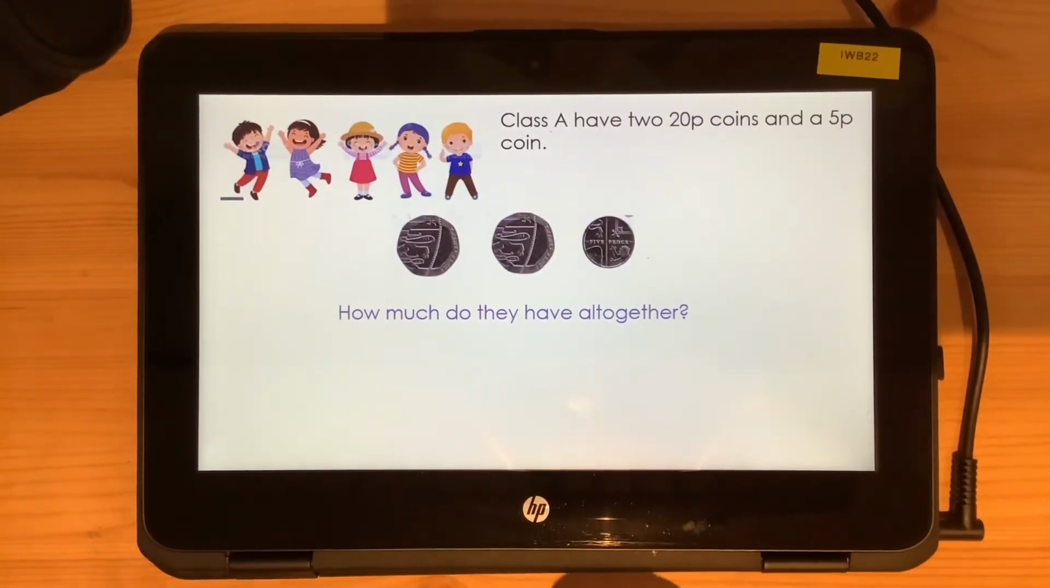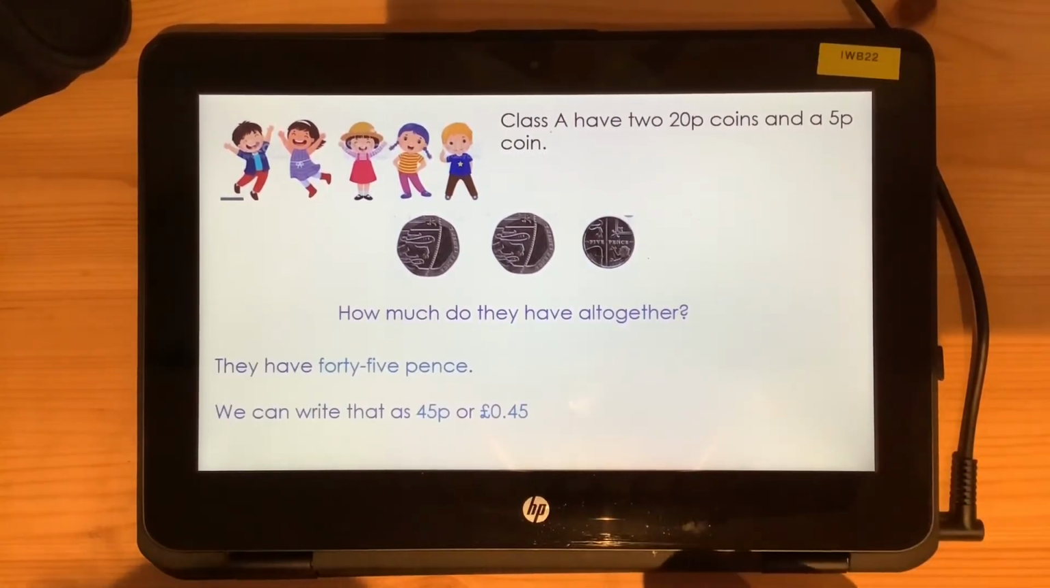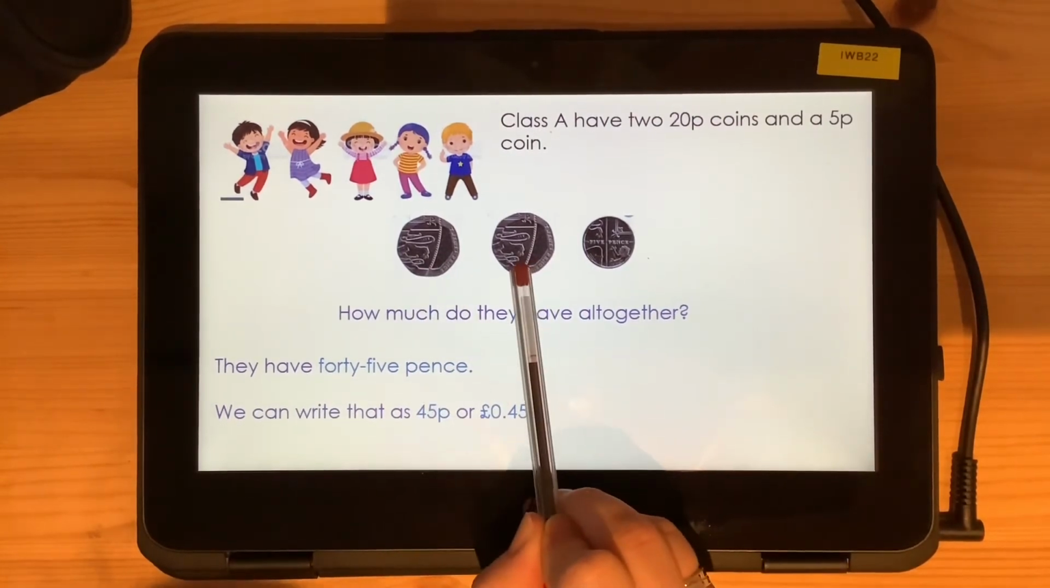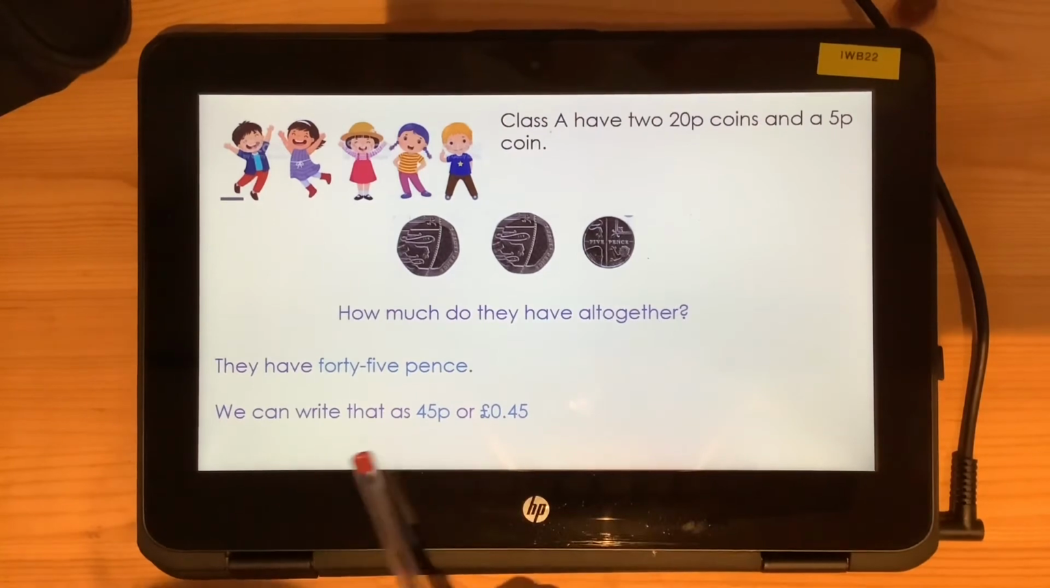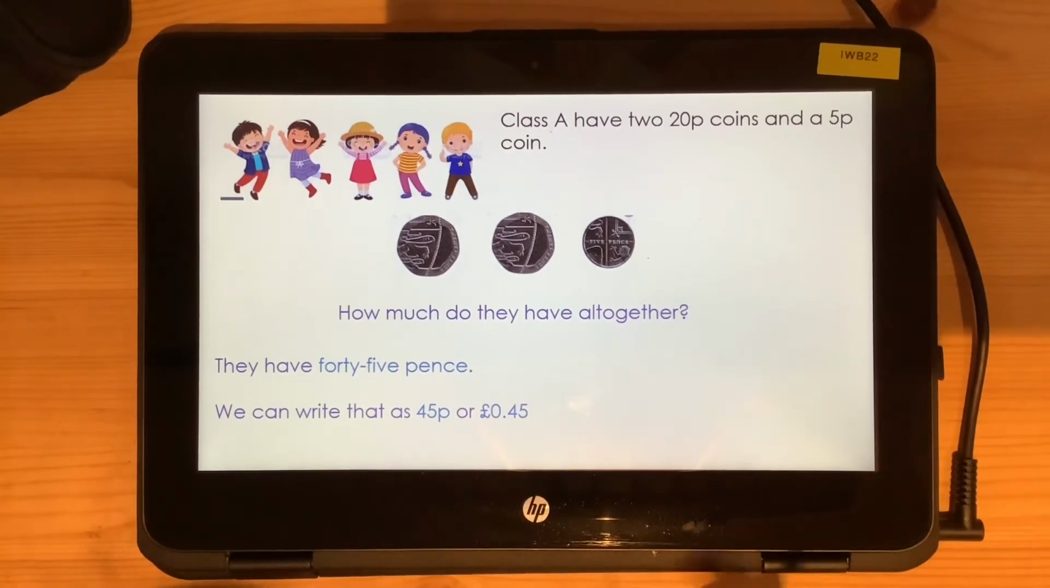Now, moving on to getting a little bit trickier. Class A have two 20p coins and a 5p coin. How much money do they have altogether? They have 45 pence. 20, 30, 40, 45. Now you can write that as 45 pence or £0.45.